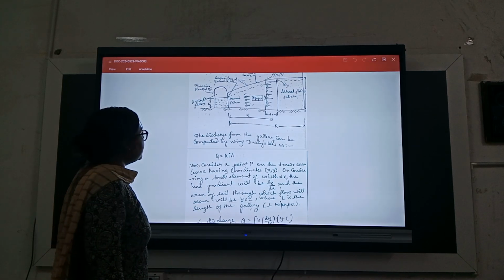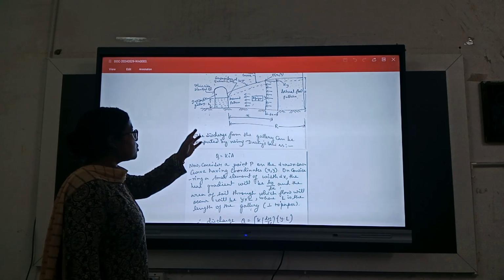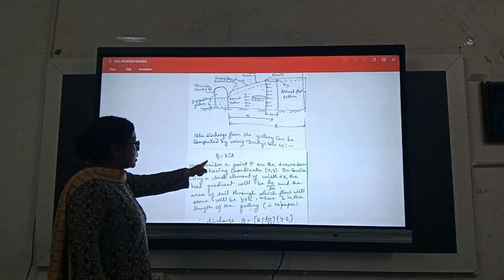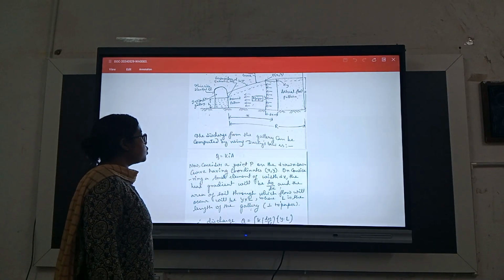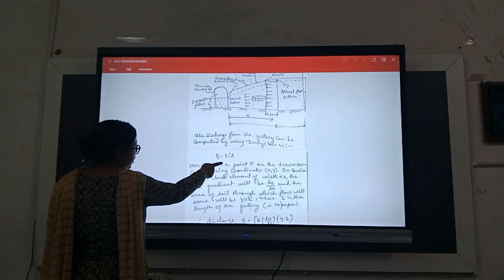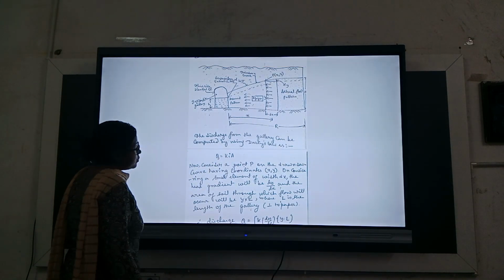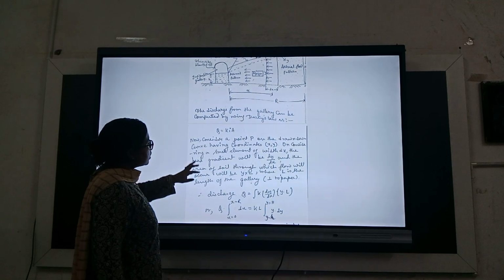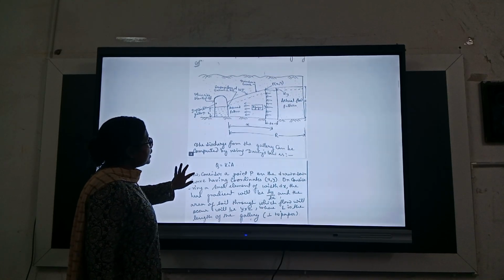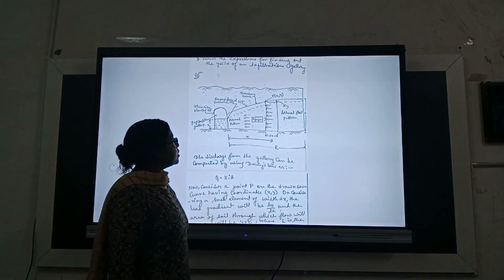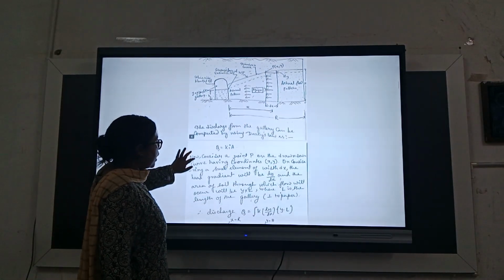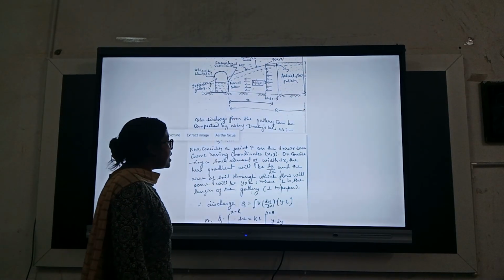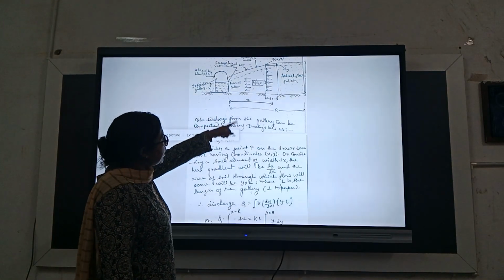The discharge from the gallery can be computed from Darcy's law, that is Q equal to KIA. Darcy has given this formula, Q equals KIA. Q is the discharge, K is the permeability, I is the hydraulic gradient, and A is the area. So now consider a point P with coordinates x, y. This is the point P on the drawdown curve with coordinates x, y. On considering a small element dx, the head gradient will be dy by dx.